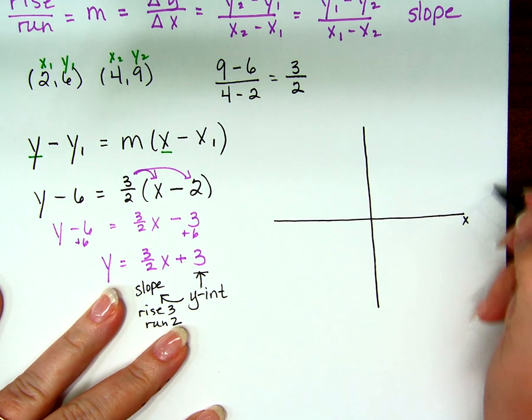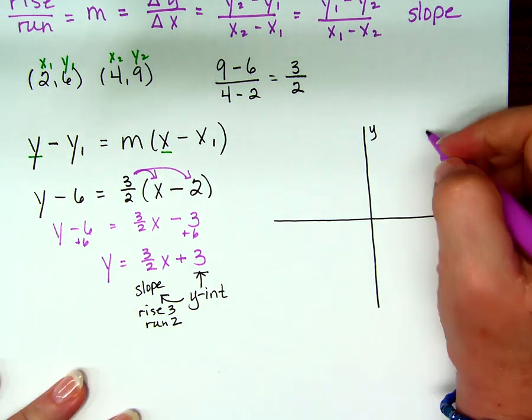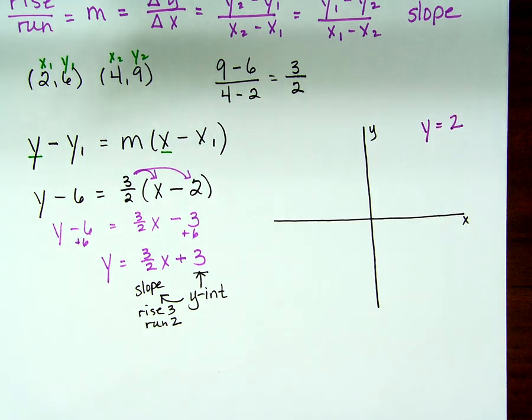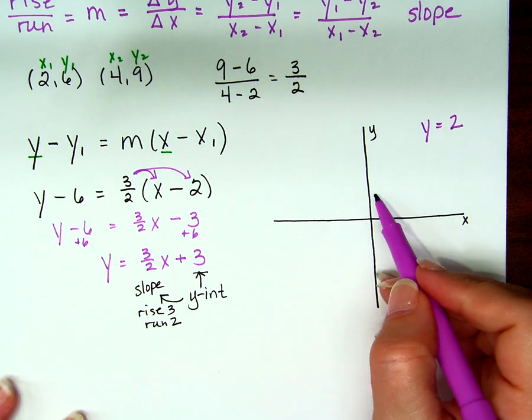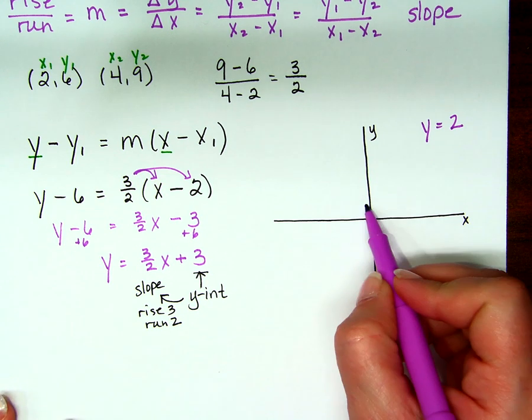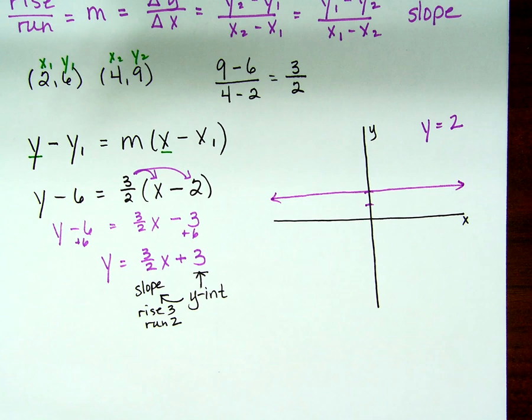If this is my x and my y-axis, and I say, I need you to graph the equation y equals 2, how do I graph that equation? Well, it's a line that crosses the y-axis at 2, so knowing that it crosses the y-axis at 2, that means it is a horizontal line, right? Crosses at 2, horizontal line, done. Okay?